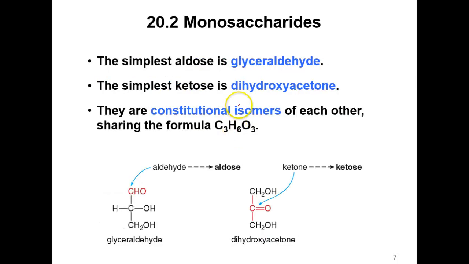All right, the simplest aldose or aldehyde sugar is called glyceraldehyde. This is the structure of glyceraldehyde. You can see that you have a carbon with an OH, a carbon with an OH, and the first carbon is an aldehyde. All right. Dihydroxyacetone is the simplest ketose or three-membered sugar, where you have an OH on the 1 and the 3 carbon, and then a carbonyl on the second carbon. These are constitutional isomers. Remember, constitutional isomer means same formula, but the structures are a little different.